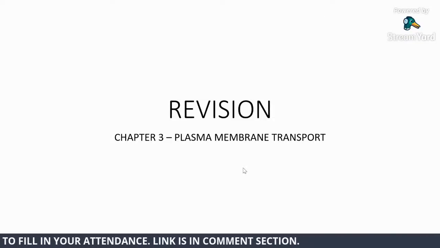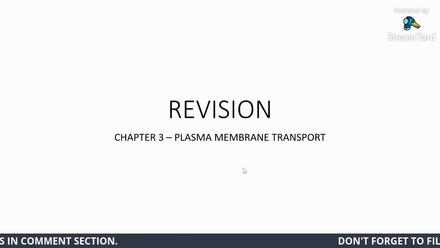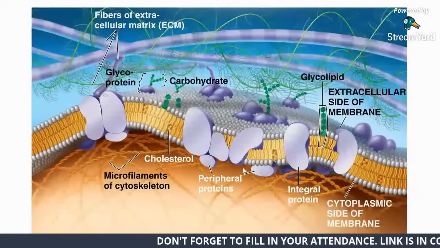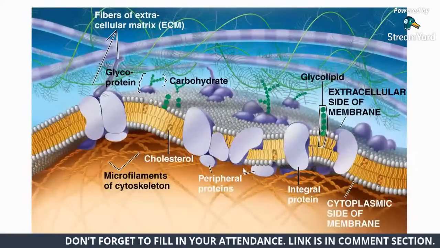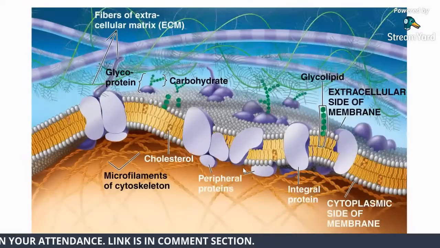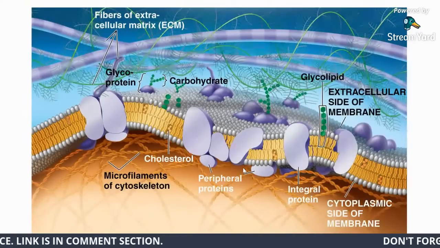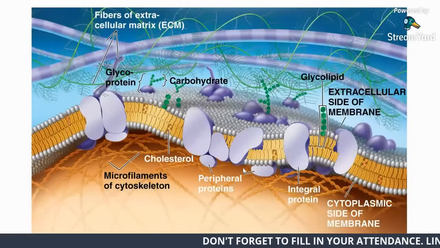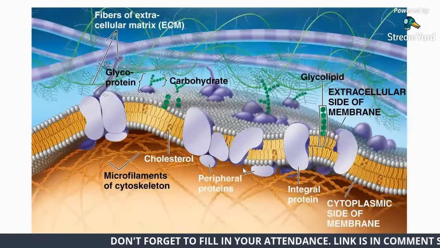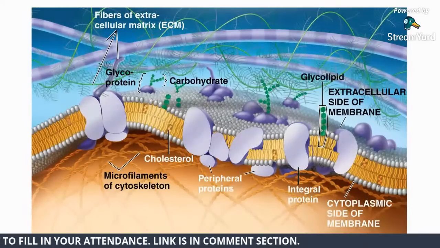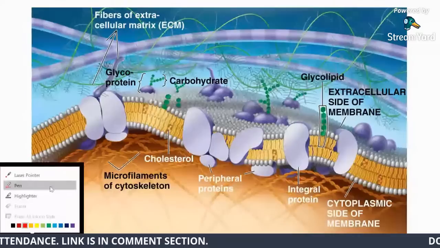Right, so let's start with revision on chapter 3, plasma membrane transport. Basically in chapter 3, I prefer to divide it into two sections. The first one is the structure and function of the plasma membrane, and the second part is the transport across the plasma membrane. The structure of the plasma membrane includes several elements.